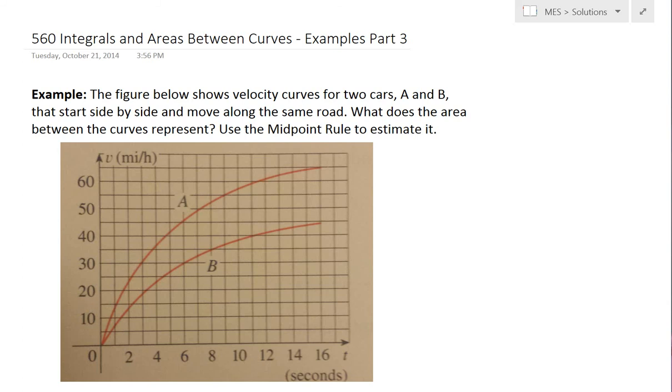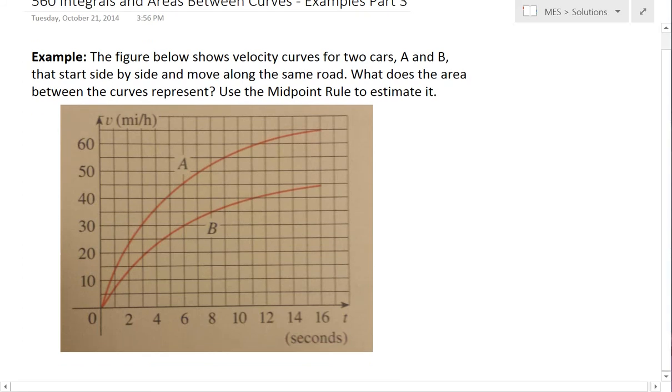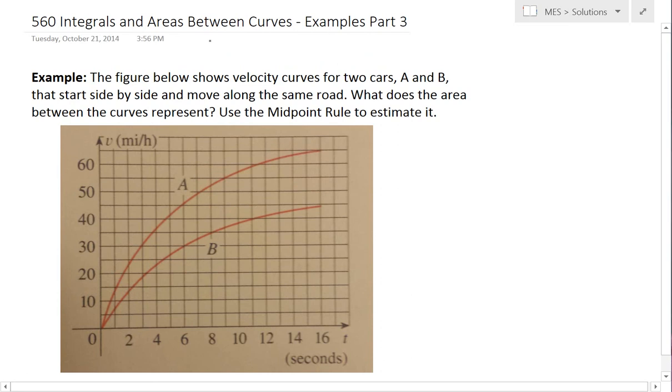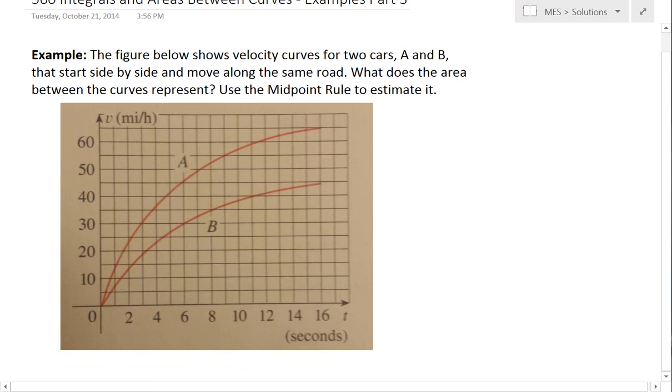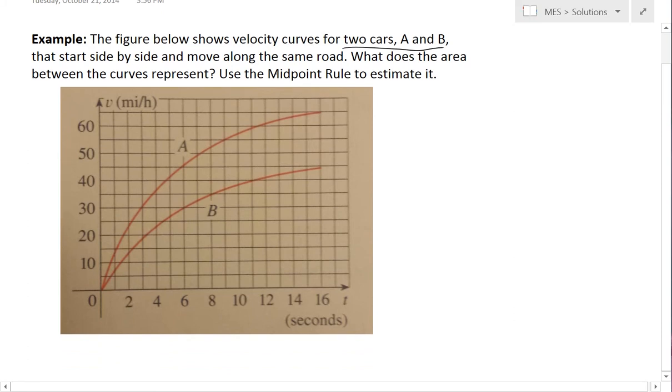Easy solution. Here to discuss further into integrals and areas between curves and do part 3 of the example series. And I'll go over this example, which basically states the figure below shows velocity curves for two cars, A and B, that start side by side and move along a straight road. So just like a straight road like this, there's car A and car B.